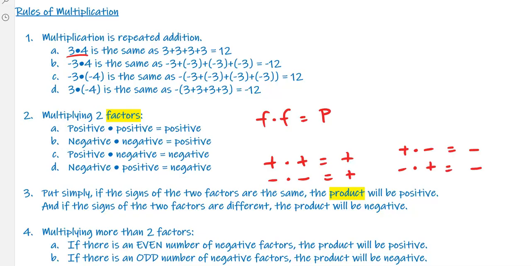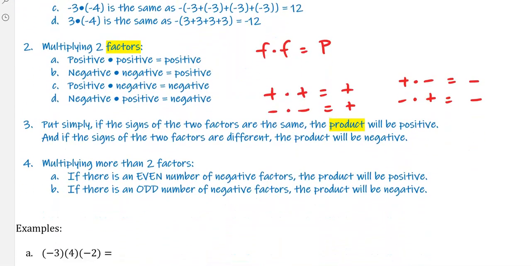Now, if you're multiplying more than two factors, because sometimes we multiply 3, 4, 5 different numbers altogether, especially if we have exponents, here's the thing you want to remember. If there is an even number of negative factors in what you're multiplying together, the product's going to be positive. That's just the bottom line. Remember, even numbers are 2, 4, 6, 8, 10, and so on.